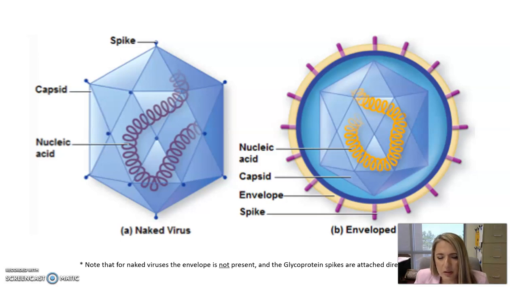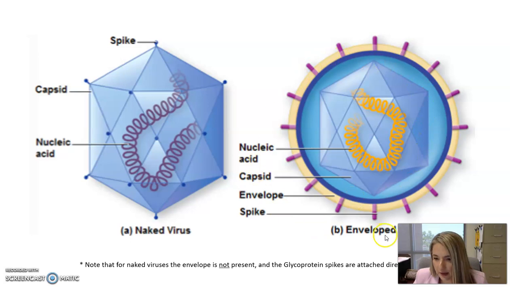And this image just reiterates what I was talking about, where the spikes are located versus a naked virus and an envelope virus. So we have two different types of virus here. We have a naked virus, which is just going to be the virus's genetic material in the nucleic acid core, which we can see here, and a protective layer known as the capsid. And since this is a naked virus, the spikes are going to be present out here on the capsid.